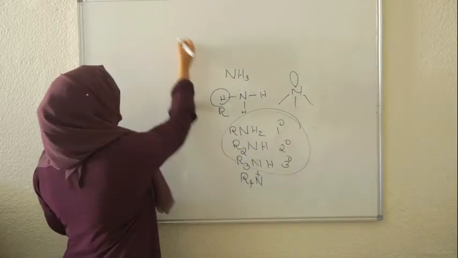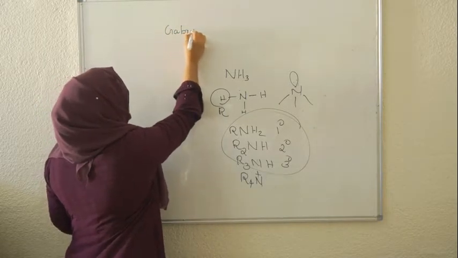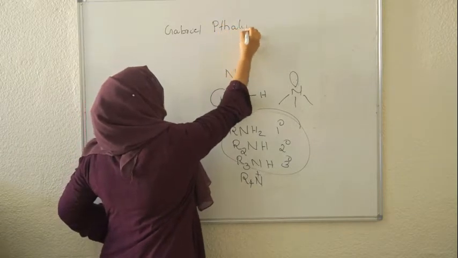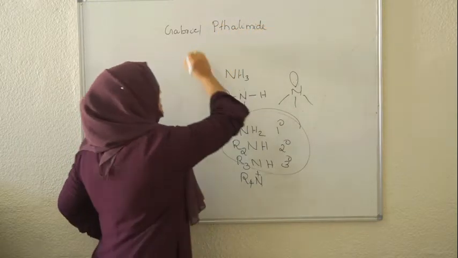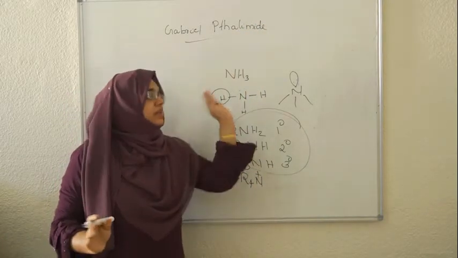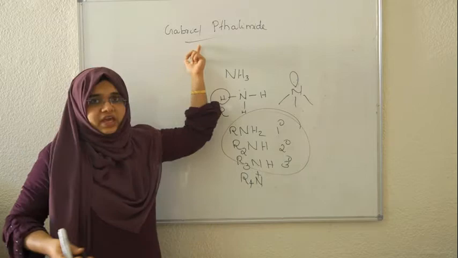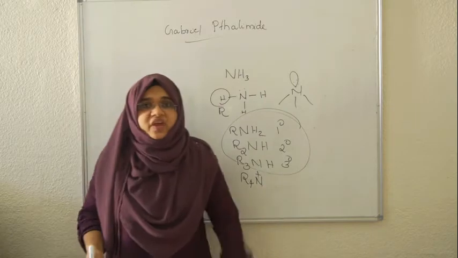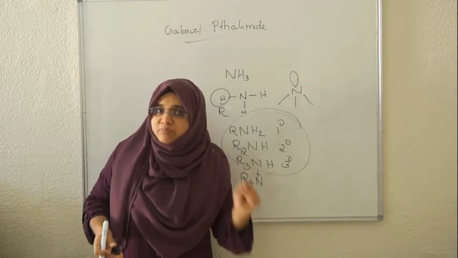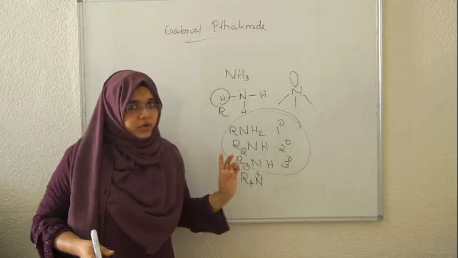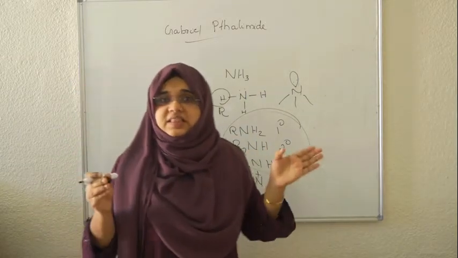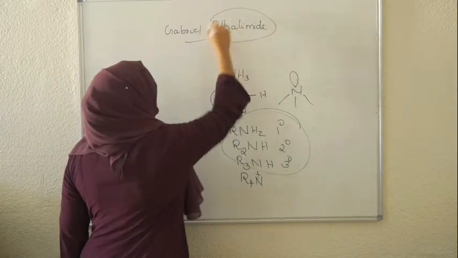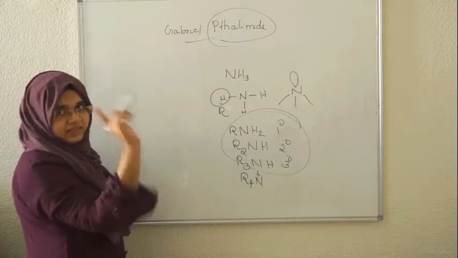Let me write that. Gabriel Phthalimide synthesis. So from the name itself, let's see, Gabriel is the scientist who discovered this, and phthalimide is the substrate used for the preparation of amine. Okay, so let's see how this synthesis method works out. So first of all, the substrate we told, that is phthalimide. So we need to draw first phthalimide.